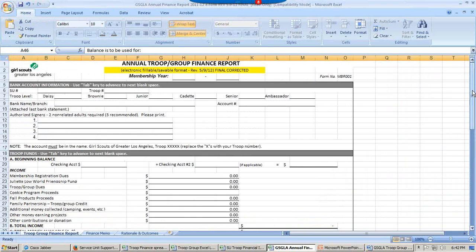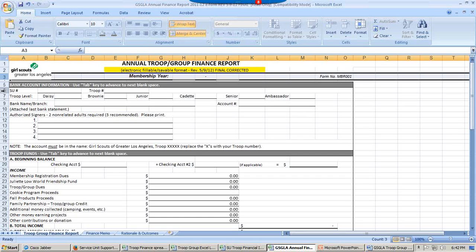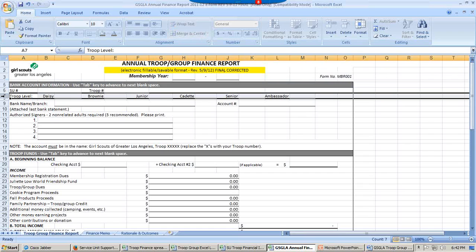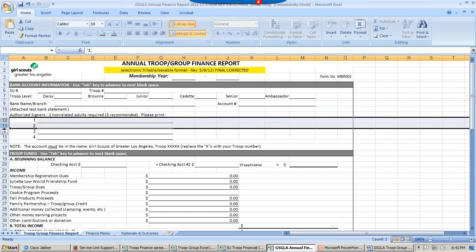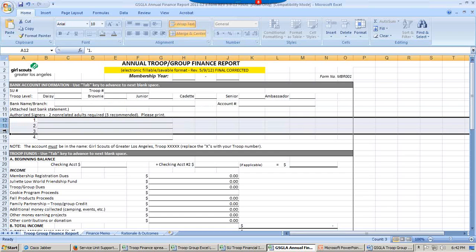So here's the annual report that you're going to be filling out, and of course you're going to fill out your membership year and the service unit you're with, your troop number. You're going to select what your troop level is, and you're going to put in all the pertinent information, your bank information, your bank account number, your signers. Now currently you're required to have 2 non-related adults as signers, but it's highly recommended that you have 3 at least.